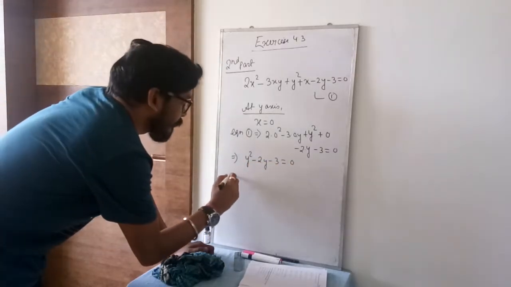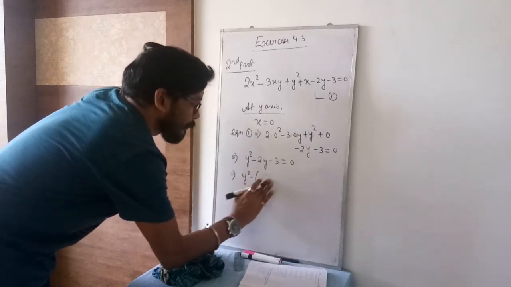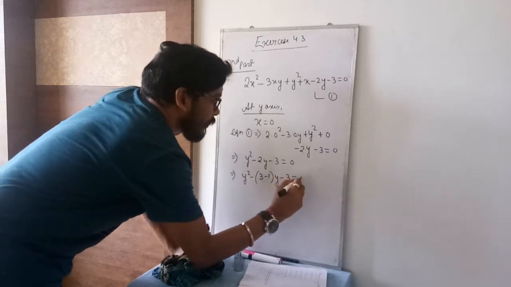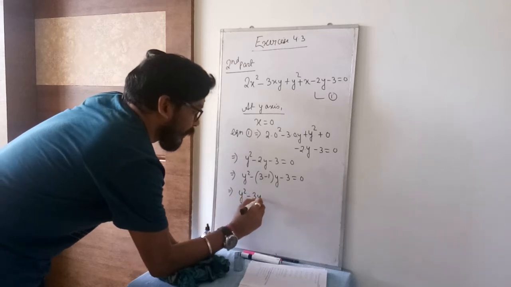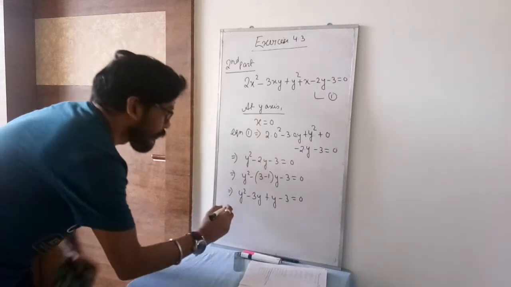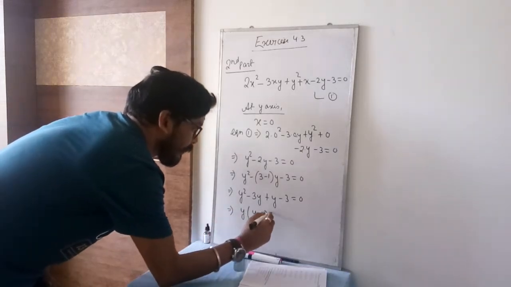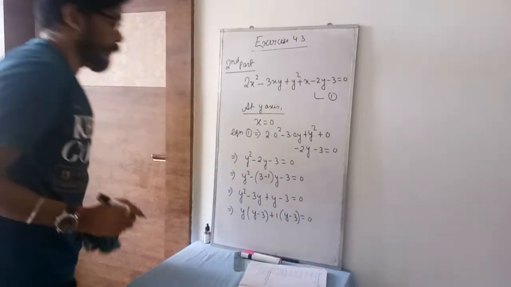So here again you can take the middle term 3 minus 1. So it is y square minus 3y plus y minus 3 equal to 0. So what you got? Y, so it is y minus 3 plus 1 you can take, it is y minus 3 equal to 0.